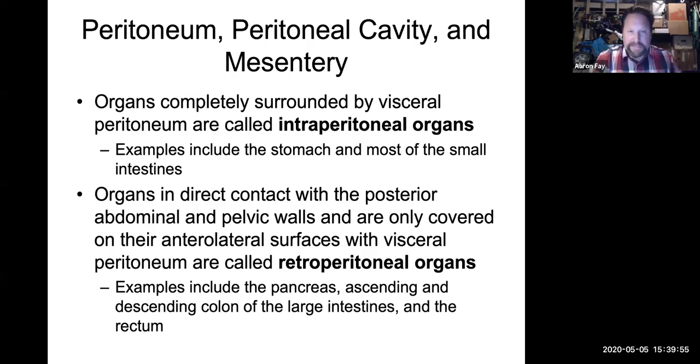Organs completely surrounded by the visceral peritoneum are called interperitoneal, inside the peritoneum. They include the stomach and the vast majority of the small intestines. The duodenum, the first part of the small intestine, is not included in this, but the rest of the small intestine is. Organs in direct contact with the posterior abdominal and pelvic walls, and only covered on their anterior lateral surface with visceral peritoneum, are called retroperitoneal organs, the ones behind.